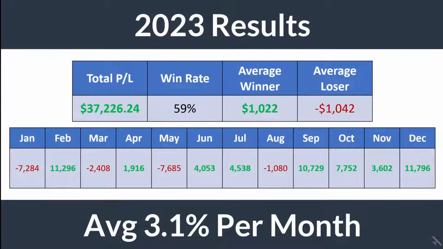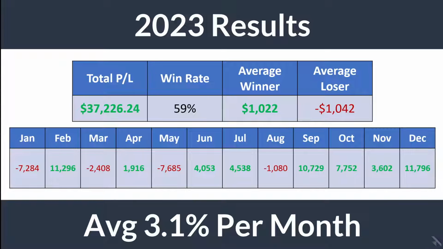This is 2023. I trade with a real money account with my clients. Each week we placed live trades together. The Paycheck system we use made over $37,000 in our $100,000 account. That's an average of about 3.1% per month. And I want you to take a look at the average winner. It's about $1,000. My average loser, about $1,000.